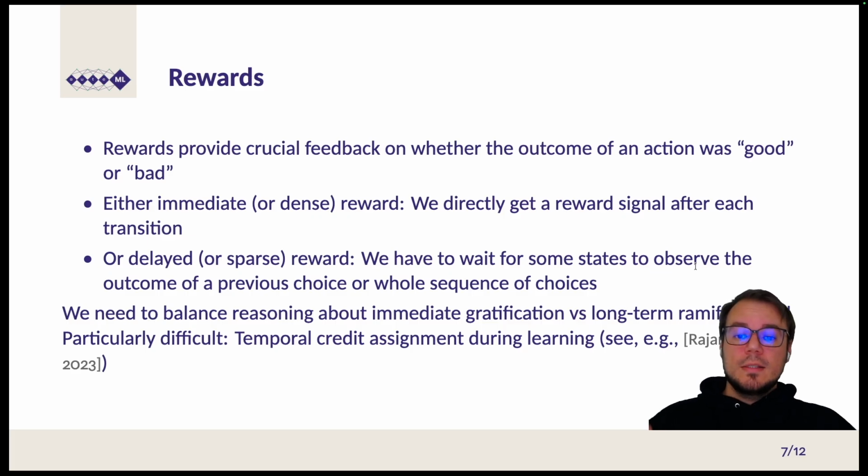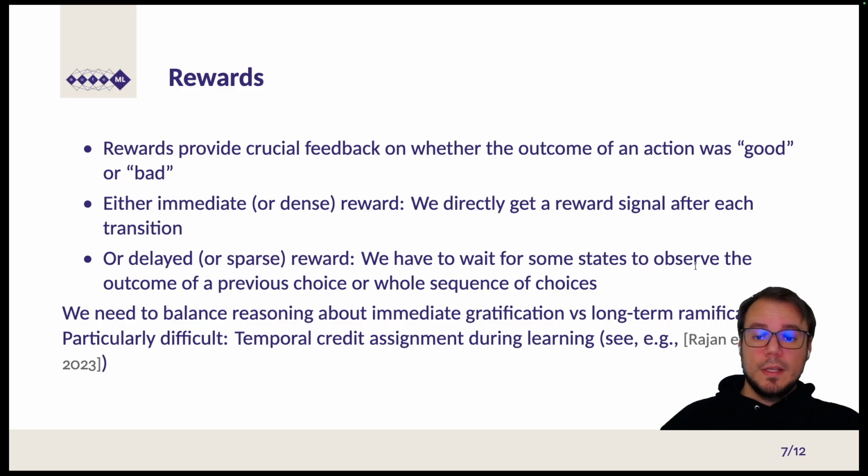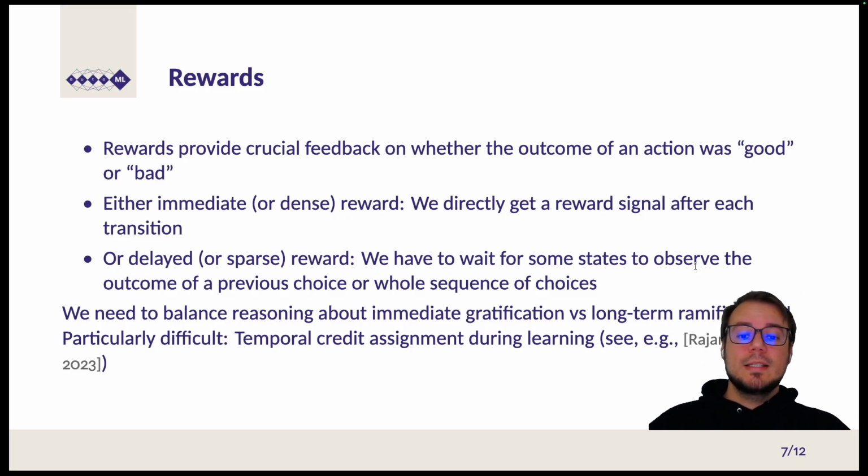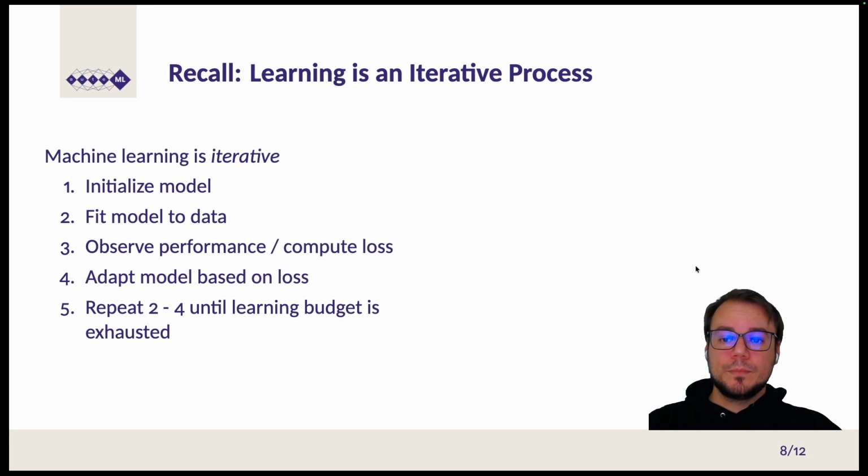We need to balance the reasoning about the immediate gratification versus long-term ramification. So this temporal credit assignment is really, really difficult, and it's one of the big challenges in reinforcement learning, where you will find various different approaches of how to deal with it. But here in this lecture, we will not take care of this.